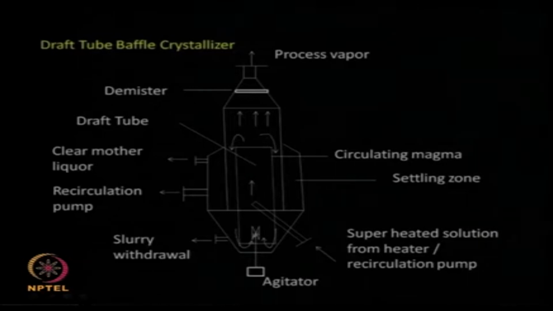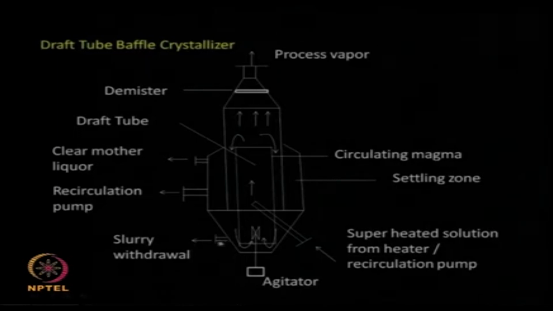You are also agitating so that you are not allowing the solids to settle down, and you are introducing a superheated solution here. As the vapor gets disengaged, they become supersaturated. At the same time you also have the recirculation pump here. This particular portion contains solid and the liquid going round and round because of the circulation created by the draft tube. This can be operated at vacuum, you may be applying a vacuum here, and you have a recirculation pump so that the liquid is moved round and round in the vessel.